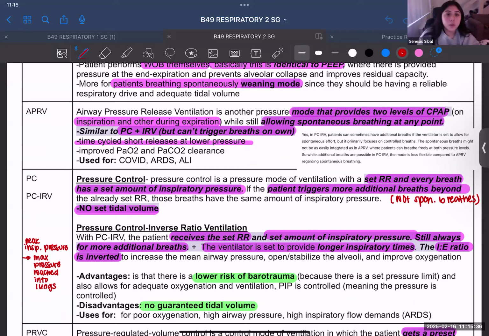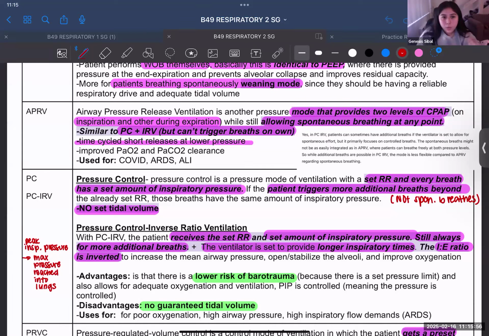It says control in the actual term. They're controlling how you breathe, which means you probably aren't breathing on your own. Because of that, pressure control inverse ratio is the same exact thing, you're just inversing the ratio. With APRV, it's the same exact thing as PCIRV. The only difference is that the patient can breathe on their own. So the vent isn't triggering them to breathe, they're actually spontaneously breathing.